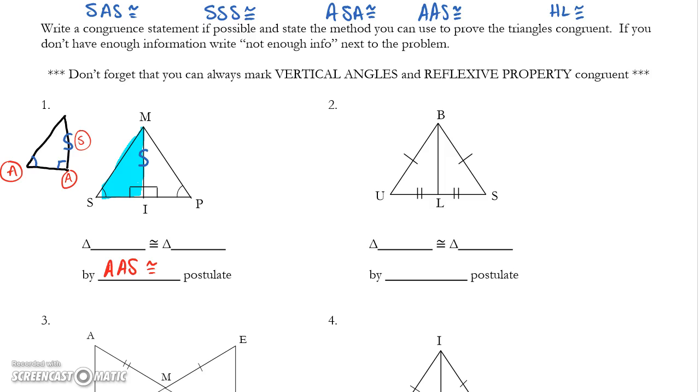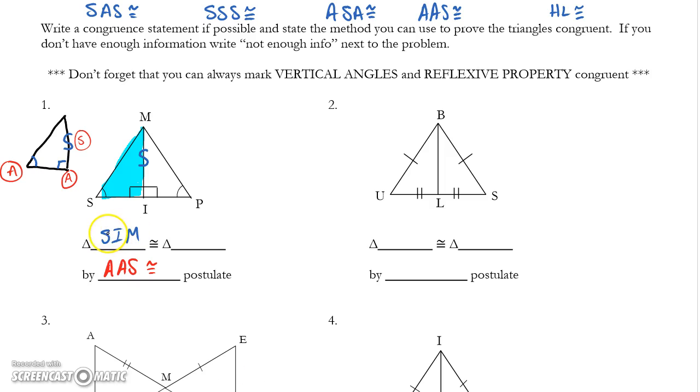The next part is equally tricky. I have to name my congruent triangles. The first triangle does not matter. You can name it any triangle you want. Okay? In this case, I might name this triangle here on the left first, and I might name it triangle SIM.